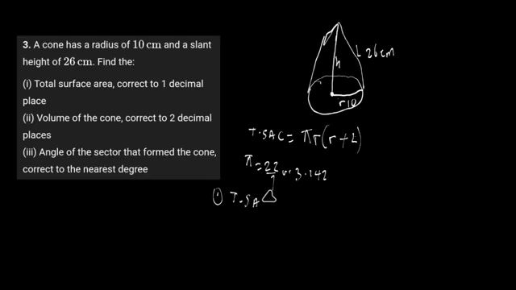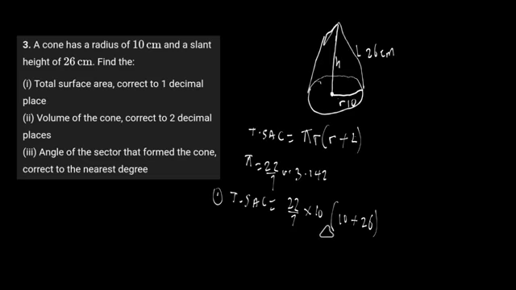The total surface area of a cone is equal to pi, that's 22 over 7, multiplied by the radius. The radius is equal to 10. So we have 10 in the open brackets: the radius, 10, plus the slant height of the cone, that is 26. So that is 10 plus 26 in the bracket.